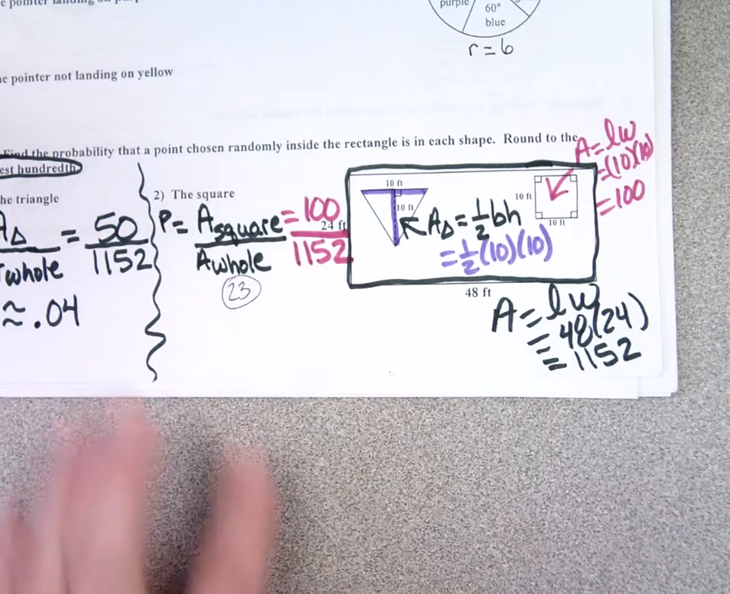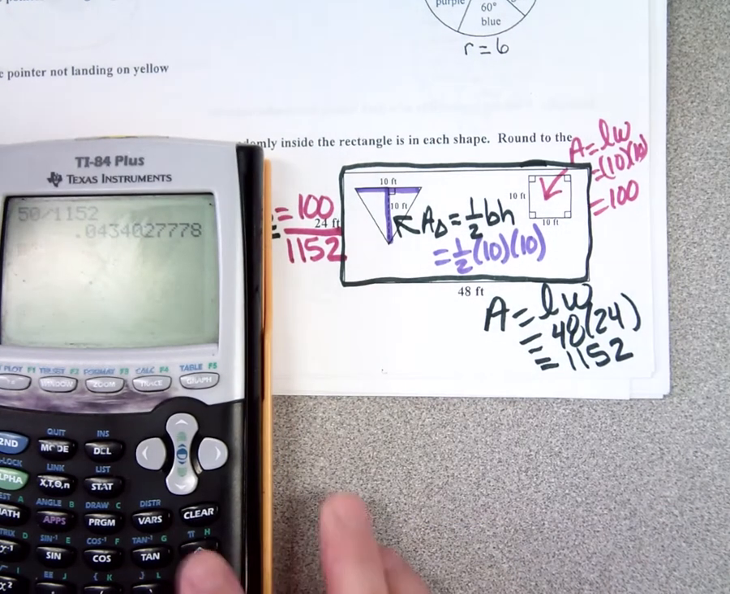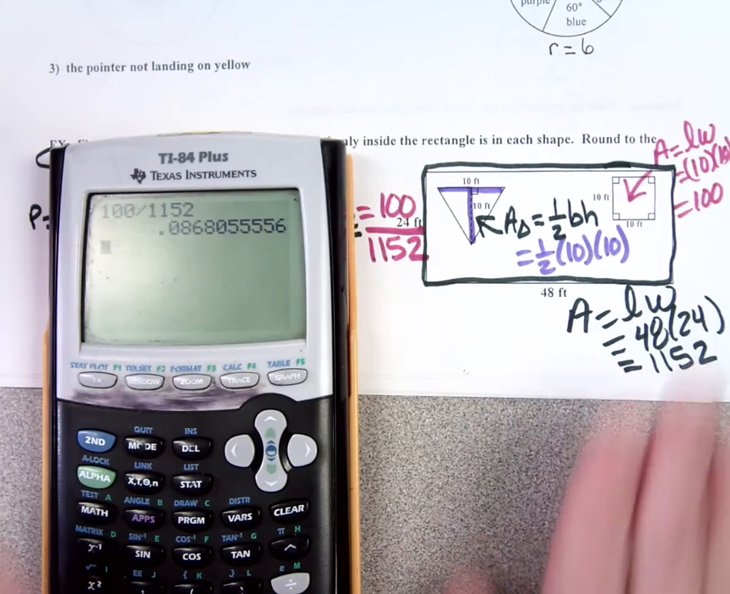1152. Once again, I'm not even going to bother trying to reduce that down because it says round to the nearest hundredths. So I'm just going to put 100 divided by 1152 in. And if I round to the hundredths, what would you say?